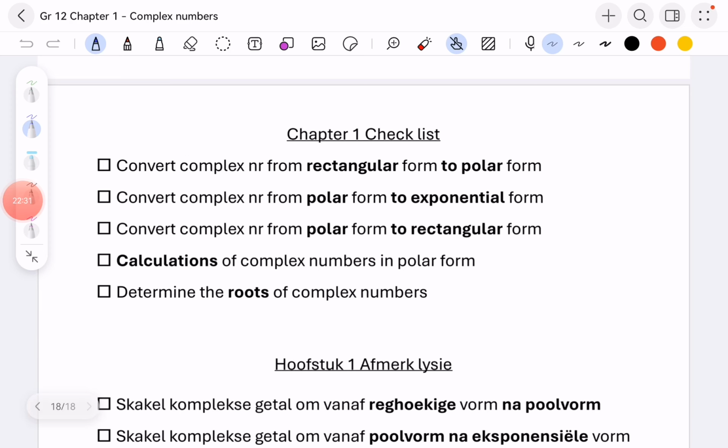So we need to be able to convert from rectangular to polar. We need to be able to convert from polar to exponential and from polar back to rectangular. Also, we need to do calculations. That's where I add the angles or subtract the angles. And the last question, they want you to be able to determine the root of complex numbers.